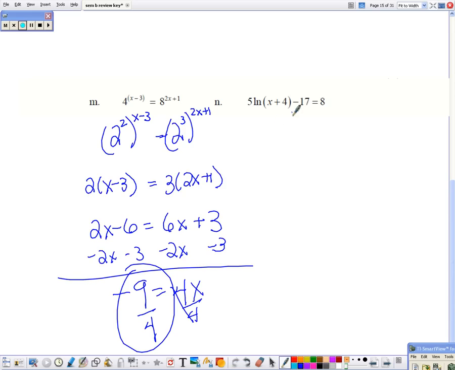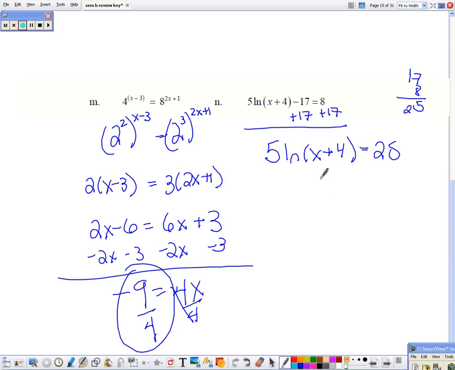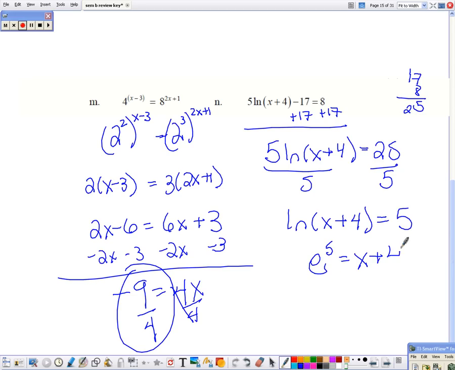And for N, first we have to add 17. So 17 plus 8. Remember, you can't use your calculator, so you can always do some scrap work on the side. And divide by 5. And now we can change it to exponential form. There's a base e here, so bring that down to the 5th. And now to get the x by itself, we're going to subtract the 4 to the other side, and our exact answer is e to the 5th minus 4.